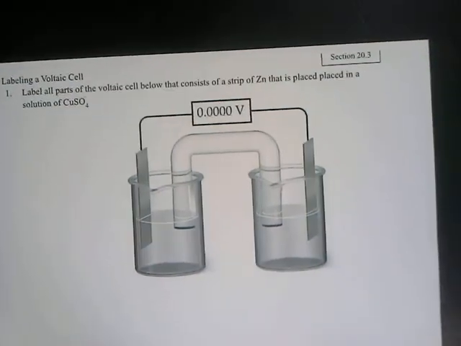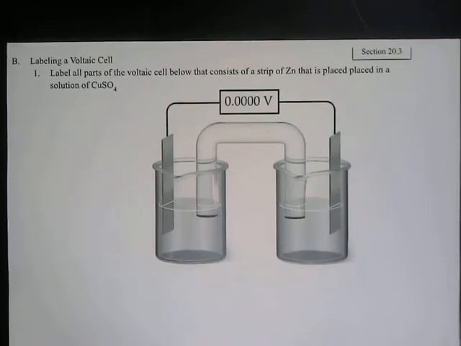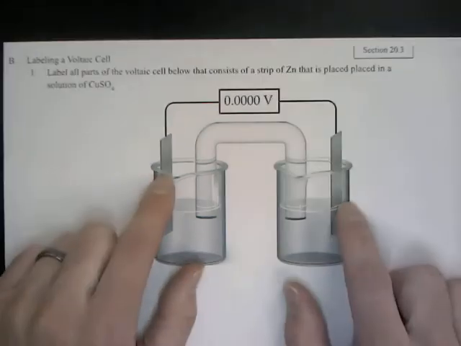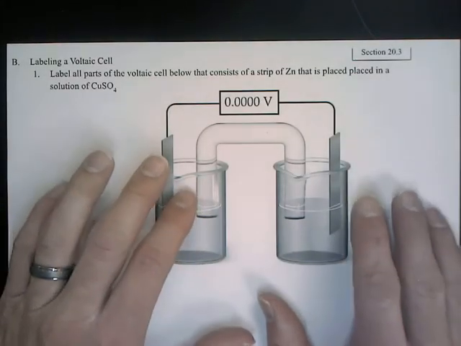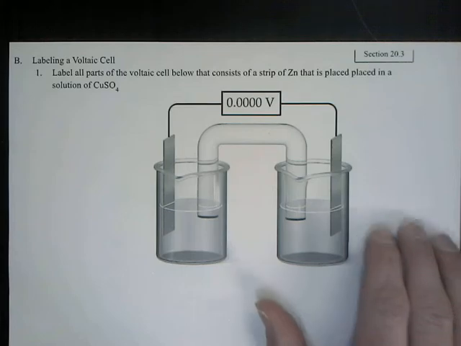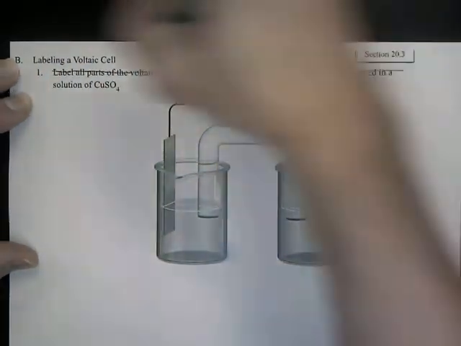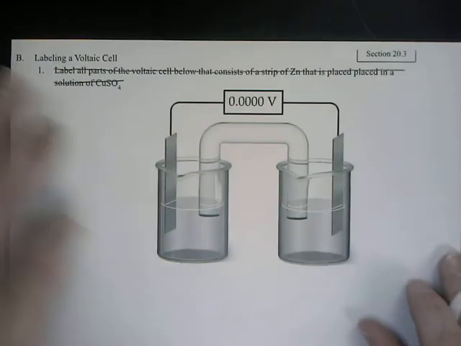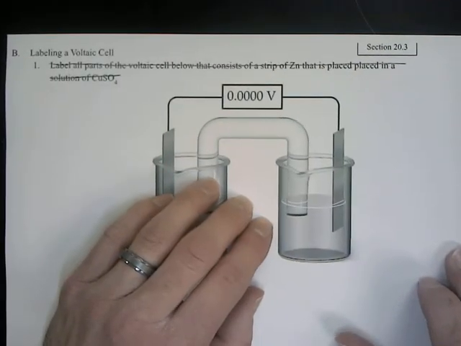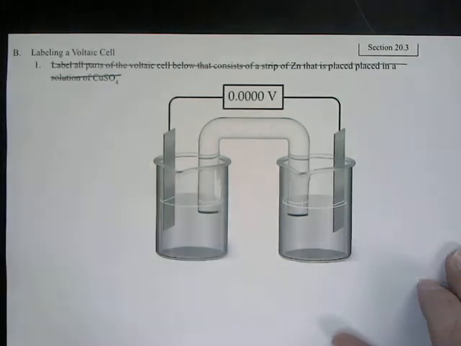All right, so here is our voltaic cell, and we want to label all parts of the voltaic cell with a strip of zinc that is placed in a solution of copper 2 sulfate. Well, let's go a little bit deeper here into what this voltaic cell is. And I want you to just cross some of this stuff out right now because we're not going to worry too much about it. We're going to concentrate here on what is labeled in our picture here.